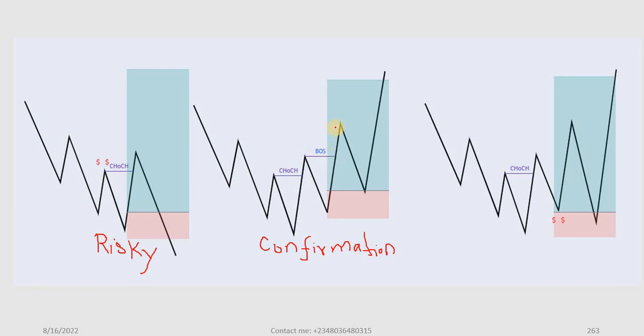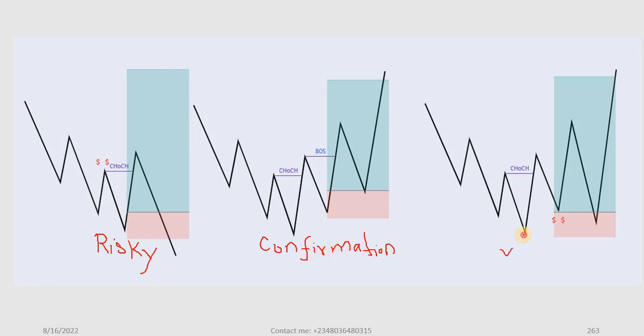When you see a break of structure, this is more likely to be successful than this kind of entry. Then you can place your entry and put your stop loss below this low, to capture this move up. So this is what we call confirmation entry.